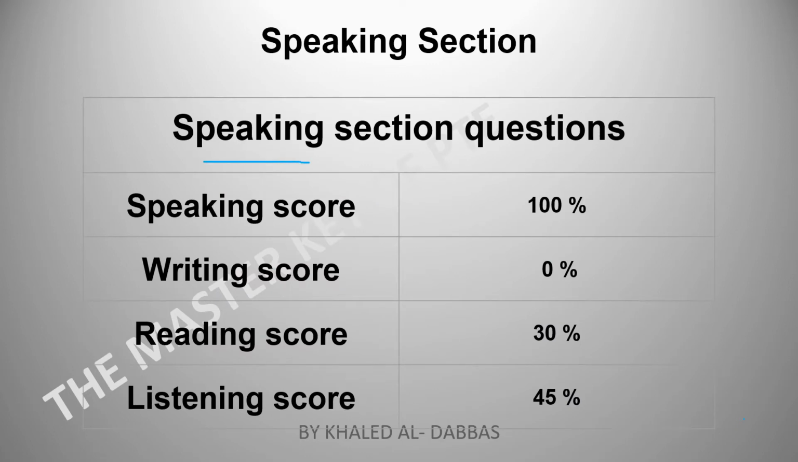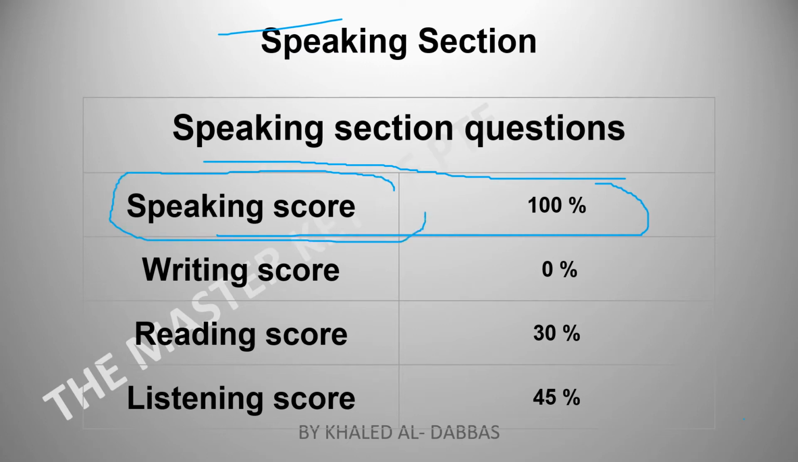This picture shows the effect of the speaking section's questions on the different scores in the exam. It's clear that the entire speaking score comes from the speaking section questions. This means that if our speaking score is low, then we have to look at our performance on the speaking questions only, because the entire speaking score comes from the speaking section.